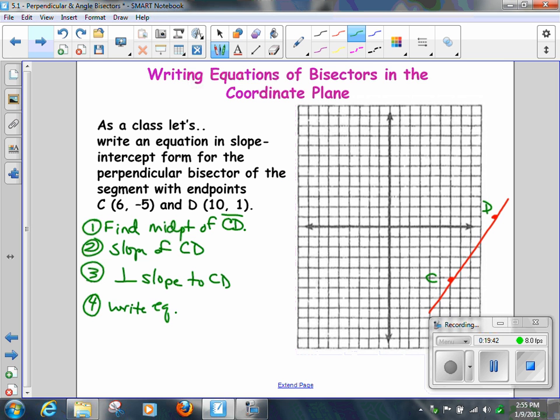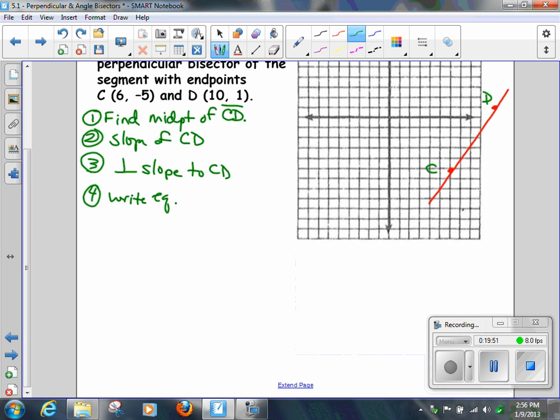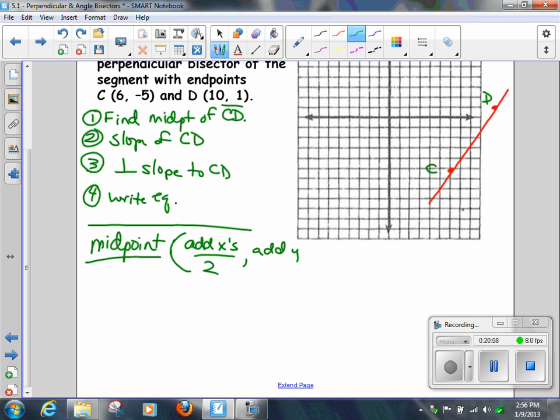Let's do this together, okay? Find the midpoint. You guys have already said that you add the x's divided by 2, add the y's divided by 2 for the midpoint. All right, so let's mark this. It's going to be a lot of writing. So, add the x's, divide by 2, add the y's.